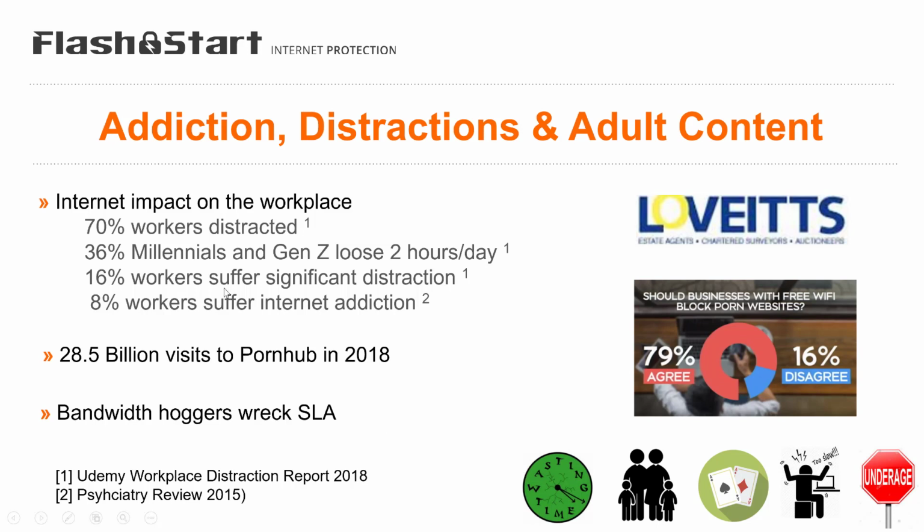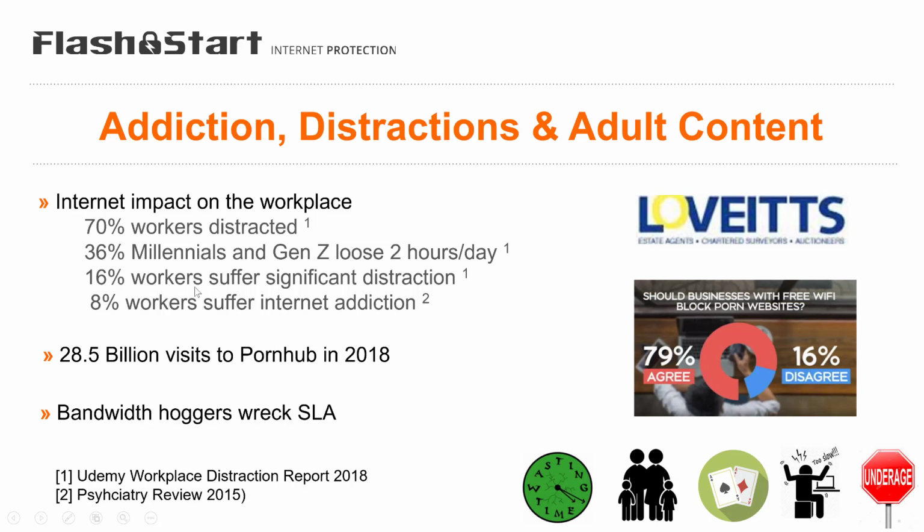Let's just look at some statistics. So very recent data, and you can see the references here. 70% of all workers are being distracted by the internet in the workplace. A huge 36% of millennials and Generation Z, so that's pretty much everyone under 24, is losing 2 hours a day of productivity.